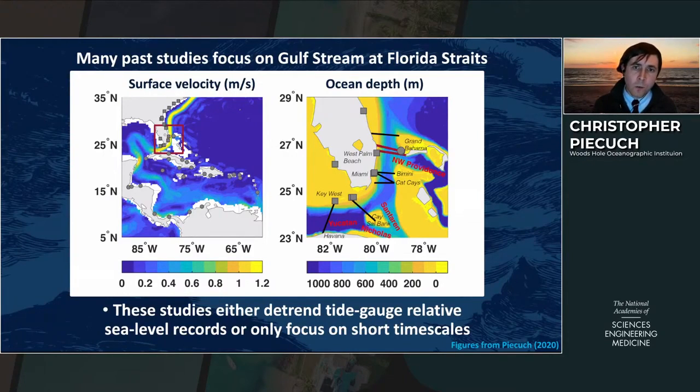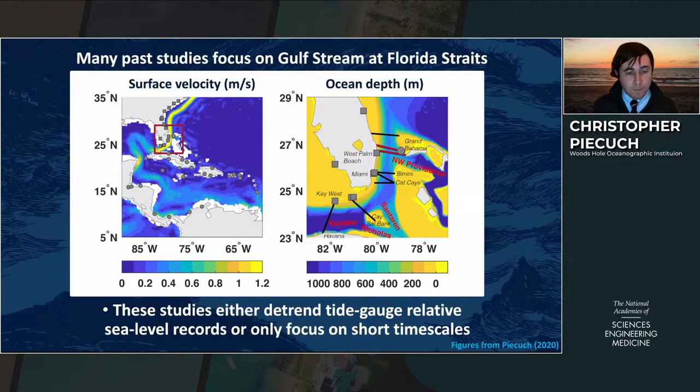The historical direct ocean transport data are sparse, but you'll notice in both figures here, I have all these gray squares and gray circles. These indicate the locations of long tide gauge records. People have exploited the fact that the Gulf Stream here is so trapped by the topography, so constrained by ocean depth, that we can use coastal sea level measurements. Most of those studies I cited in the previous slide do that.